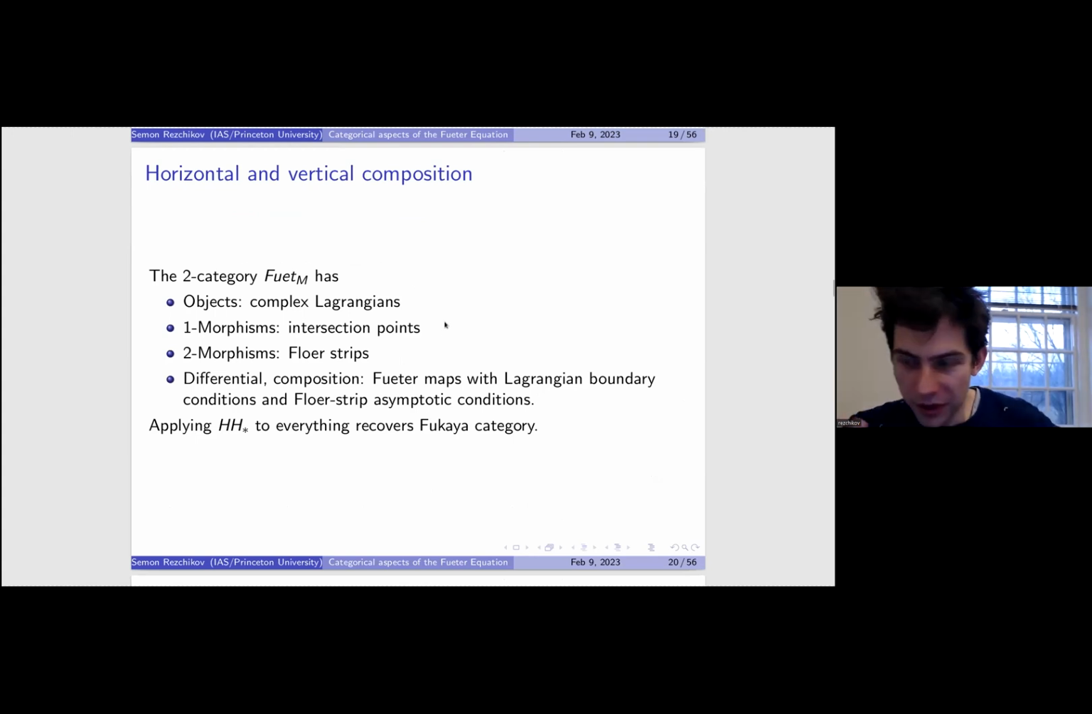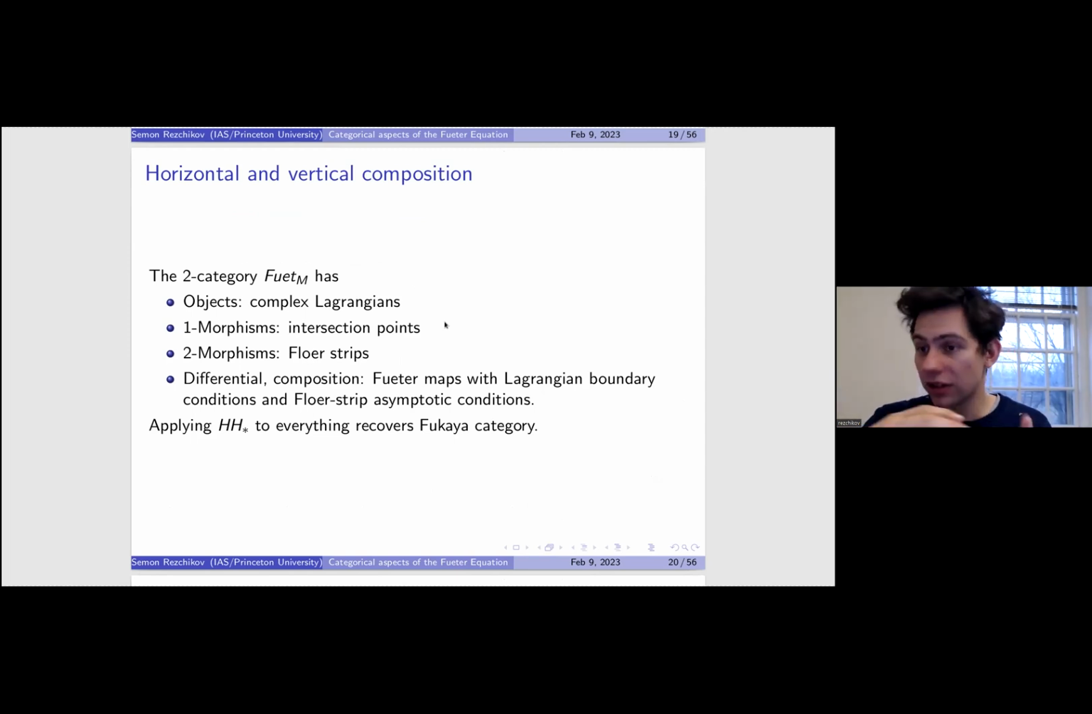Okay, so anyway, I'm just going to draw some pictures, and we'll try to move on to more substantive stuff. So this 2-category should have objects complex Lagrangians, and 1-morphisms intersection points between the complex Lagrangians, if they intersect transversely. More generally, it's not clear in full generality. I'll say what I can understand.